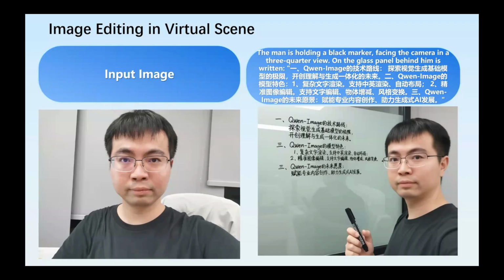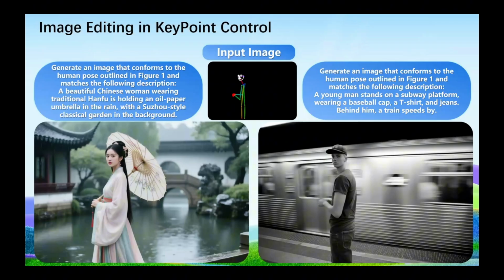So given a single input photo, we can simulate physical interaction: placing a marker in hand, adjusting pose, even rendering realistic text on a glass panel behind him, all while preserving lighting, perspective, and spatial consistency. It's not just image editing, it's simulating how a person would act and appear in a real scene. That's the power of grounding generation in embodied understanding. So Qwen-Image isn't just generating images, it's simulating human presence in context.